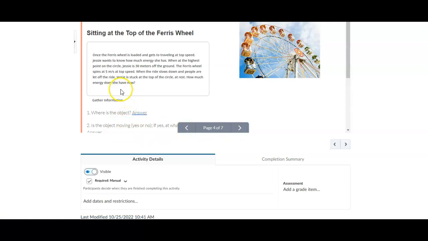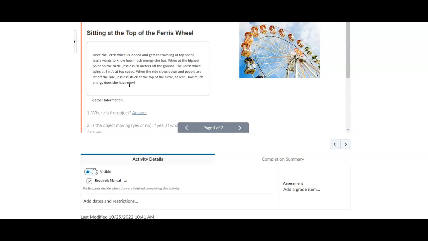So now we're looking at, once the Ferris wheel is loaded and it gets to traveling at top speed, Jessie wants to know how much energy she has. When at the highest point of the circle, she's 30 meters off the ground, and the Ferris wheel spins at 5 meters per second at top speed. And when the ride slows down and the people are let off the ride, Jessie is stuck at the top of the circle, at rest. So how much energy does she have now?